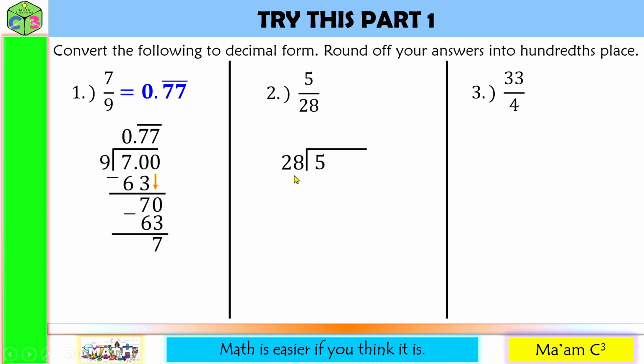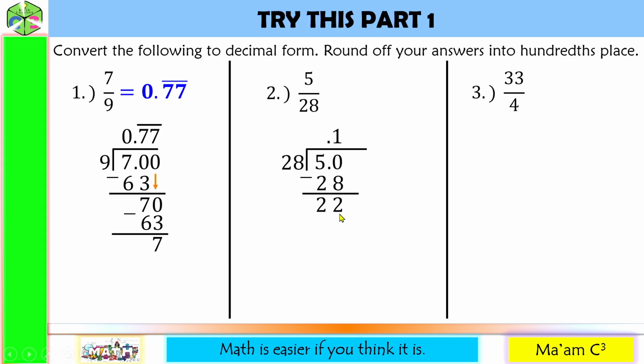Since 5 is less than 28, let us add 0.0. So we have 50 divided by 28. We can form one 28 in 50. Don't forget the decimal point. 1 times 28 is equal to 28. Let us subtract. 50 minus 28 is equal to 22.